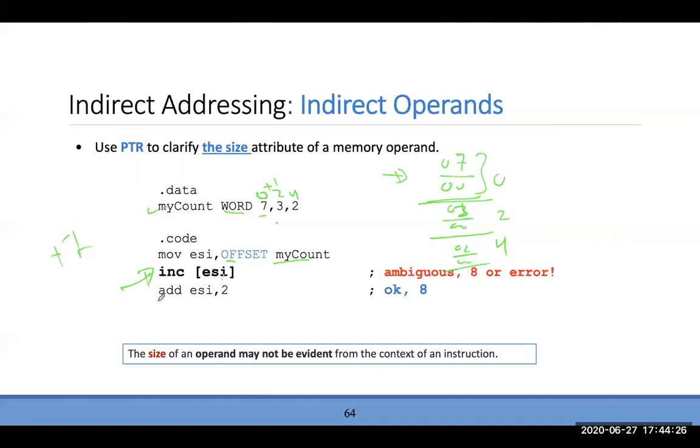So that's confusing. So we better say what? We better say add to ESI 2, because increment should not be used, it should just be used with a byte. Okay, so keep that in mind. The size of the operand may not be evident. Okay, so just keep that in mind.